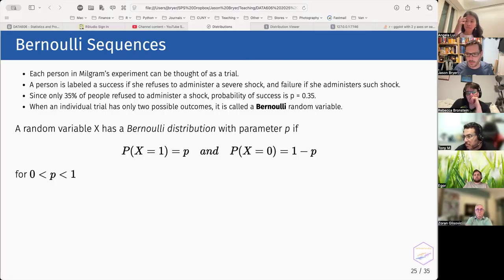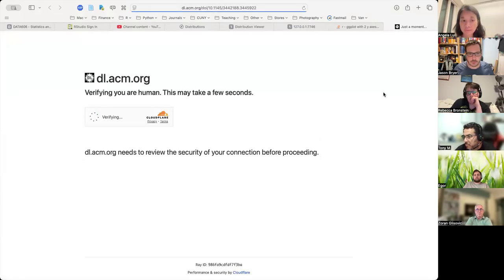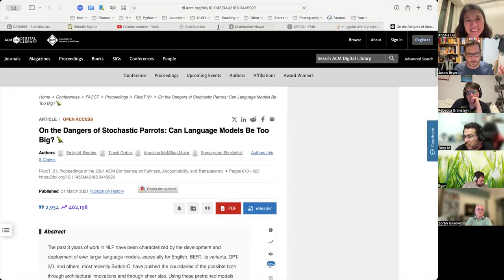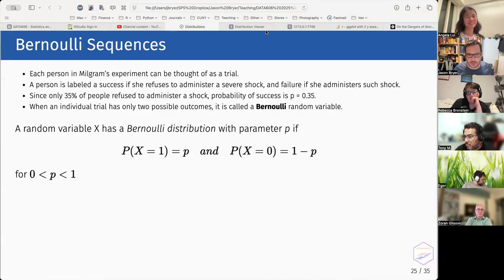Thank you, Angela. Everyone in this program should read this paper. It is a great paper. It goes into some of the challenges and issues of LLMs, both in terms of environmental impact, how they're trained, how they reinforce social biases, et cetera, et cetera. It's not a hard read, but it's an important read.